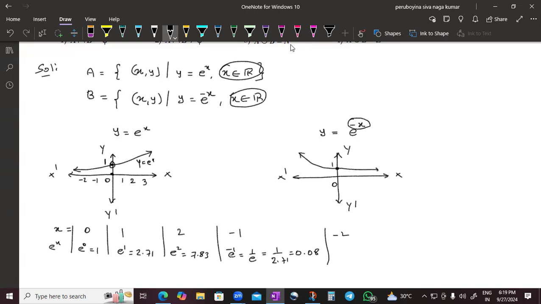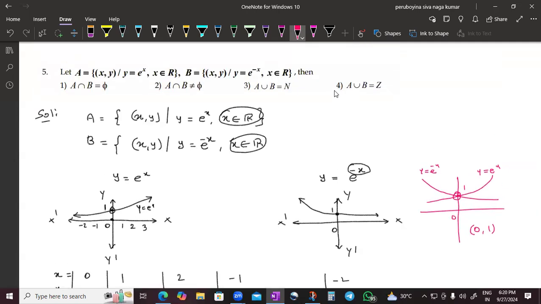If you merge these two graphs, you can see one graph which is y equal to e power -x, and this graph, y equal to e power x. So we have a common point. What is that common point? At 0, we are getting 1. So the x value 0 and y value 1 is the only common point. There is no other common solution for these two graphs. From the graph, we understood that.